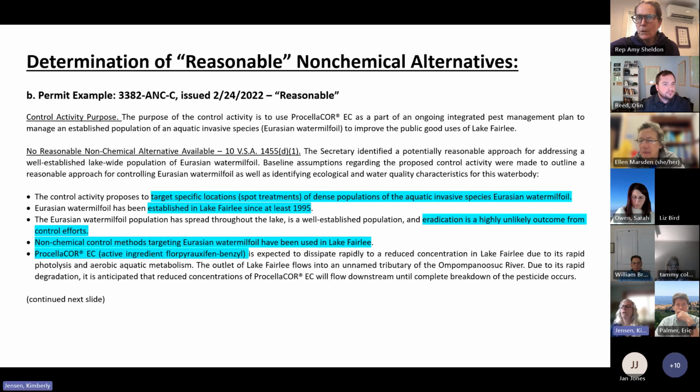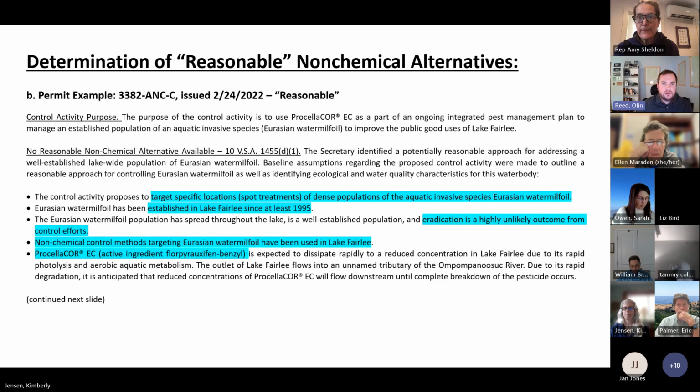So this is a permit. So please, if you have any questions, please definitely shout out. So Olin, would you like to explain these highlighted areas from this permit example? Sure, yeah. So whenever we get an application like this, the first thing we look at really is what it is they're trying to do, what they want to control.